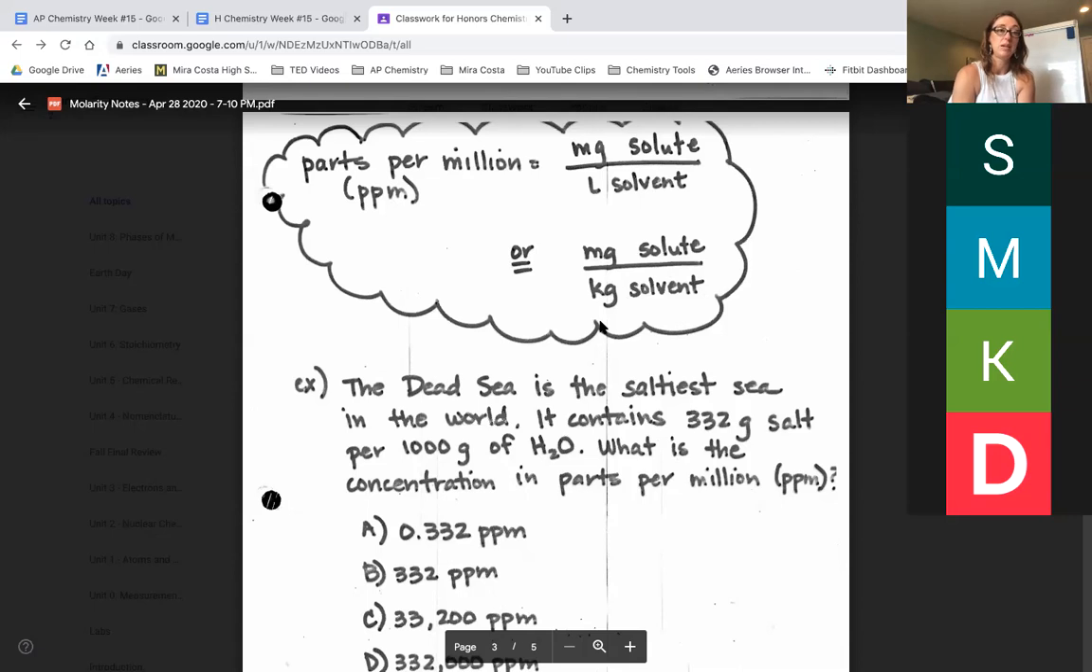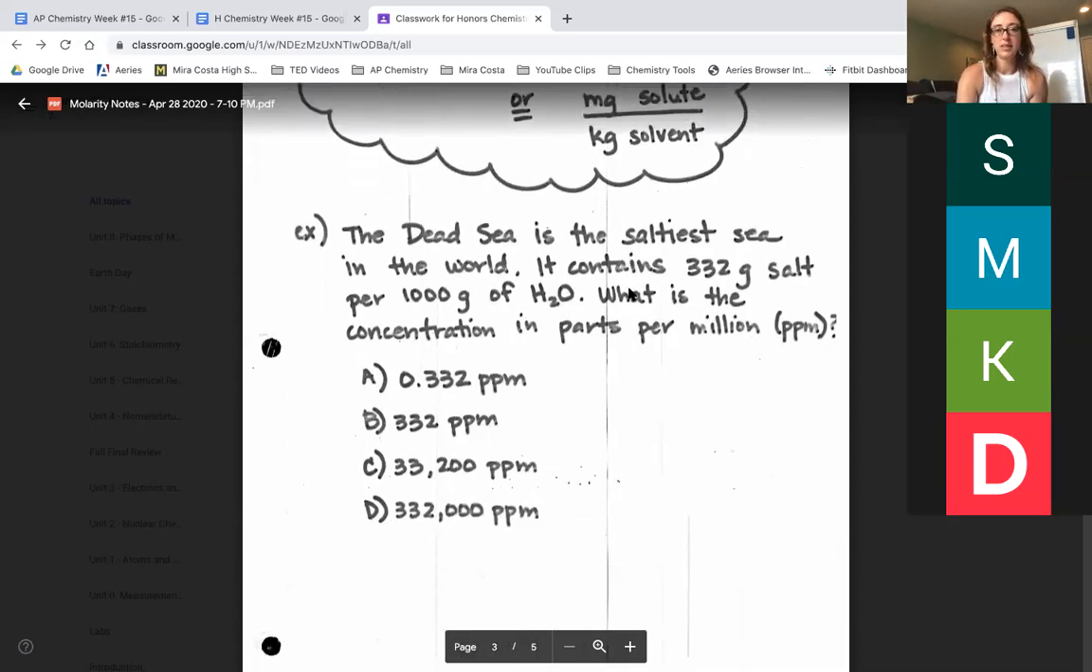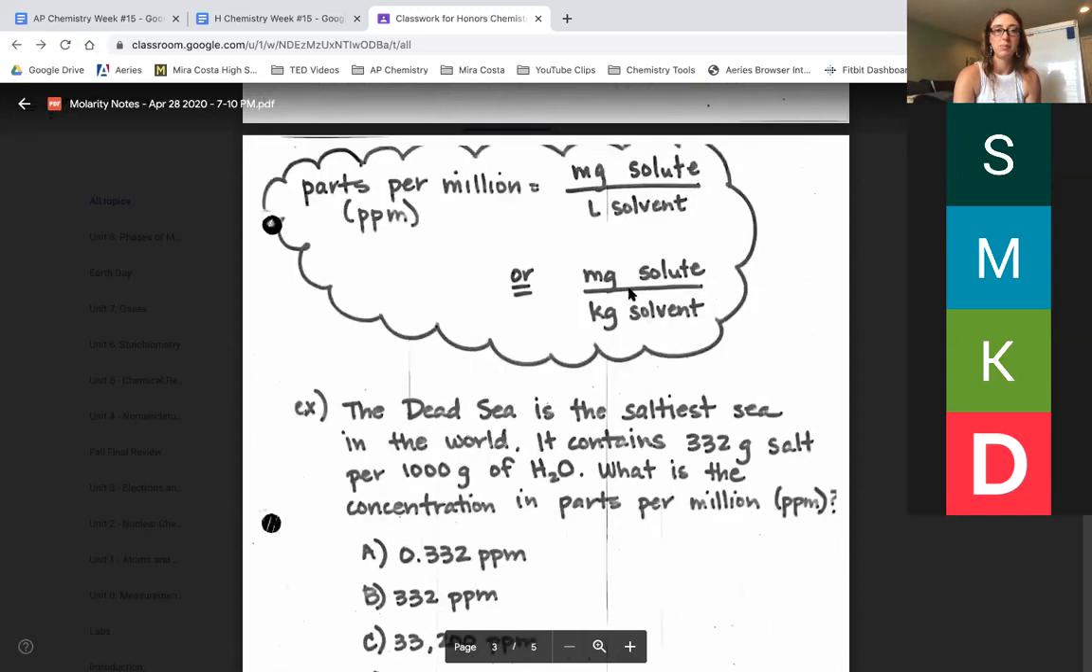And the reason why is because usually the solvent is water, and water has a mass of 1 gram per milliliter or 1 kilogram per liter. So a liter of water and a kilogram of water are the same because water has a density of 1 gram per mL. Okay, so anyway, the one that I like to use to explain parts per million is kind of fun, the Dead Sea.